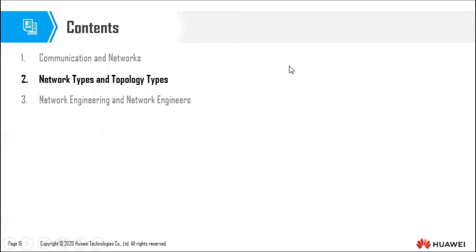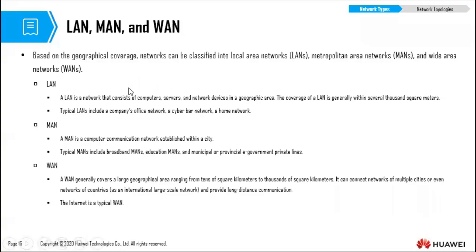So the next subtopic, not very long, is network types and topology types. Let's finish this up, then we can go for a short break. Networks can be categorized in terms of geographical coverage into three types. The first type is called a local area network or LAN. The next one is called a metropolitan area network or MAN. And lastly, we have the wide area network.